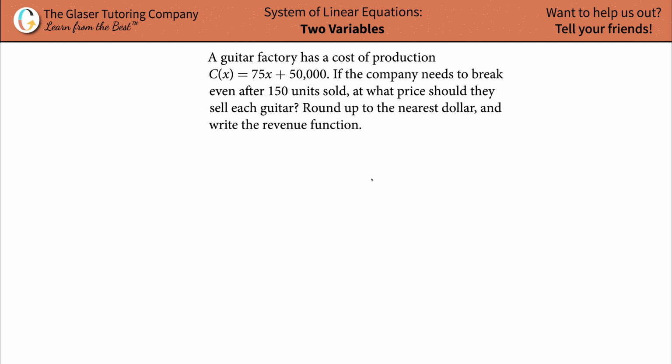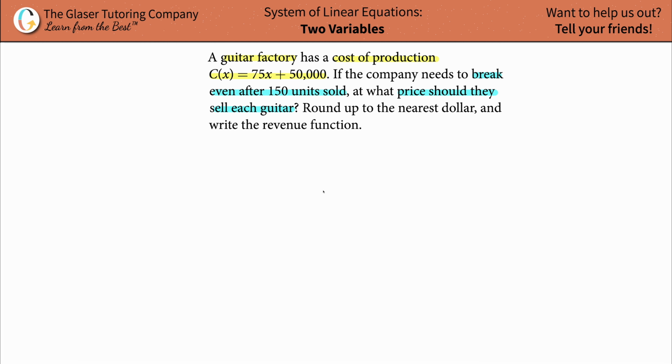We're gonna have fun. We're doing a word problem. We love word problems. It might just be me, but maybe at the end, you might like them too. Let's see for this one. We have a guitar factory that has a cost of production, which is C of X equals 75X plus 50,000. If the company needs to break even after 150 units sold, at what price should they sell each guitar? Then round up to the nearest dollar and write the revenue function.